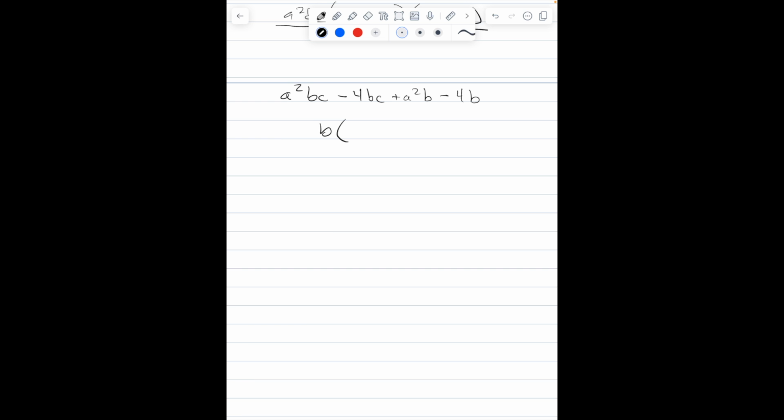I see that there's a b in common with every single term. And if I do a squared bc divided by b, I'm left with a squared c. If I do minus 4bc divided by b, I get minus 4c. If I do a squared b divided by b, I get a squared. And if I take minus 4b divided by b, I get minus 4. Now, I want you to notice something here. Before I draw another parentheses, do you see a difference of two squares that we could group by itself?